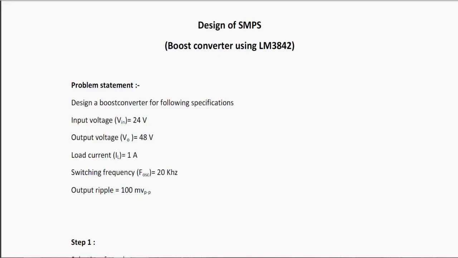To design a system, we need some sort of problem statement. In this case, the input voltage is 24V, the output voltage we want is 48V, and the load current is to be 1 ampere. That is, the output voltage is stepped up, that is, the output voltage is greater than the input voltage. Switching frequency should be 20 kHz and the permissible ripple is 100 mV.